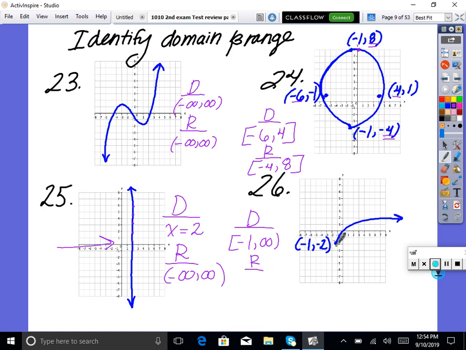Make sure you're looking up and down for range. It's at negative 2 going up to infinity. Domain and range, not bad. We've been doing this for years, so we didn't really practice it too much, but it's because hopefully you were good with domain and range.